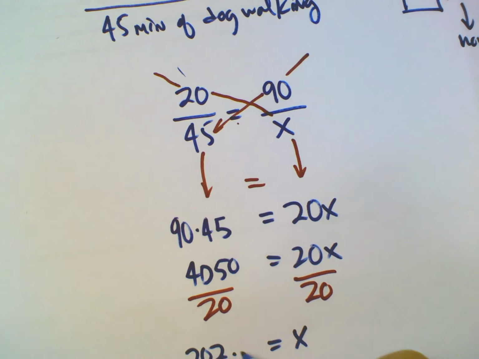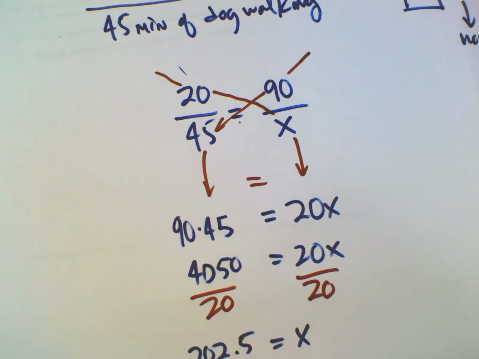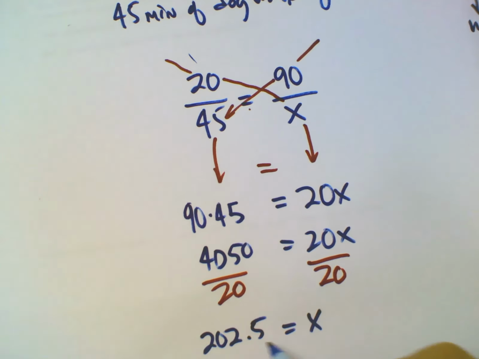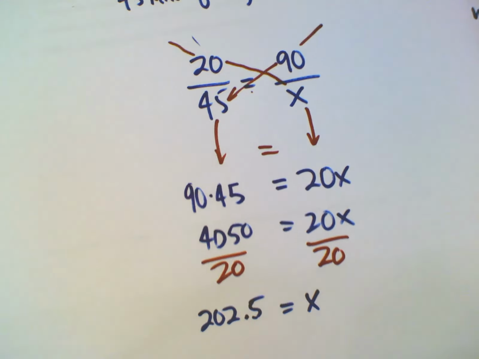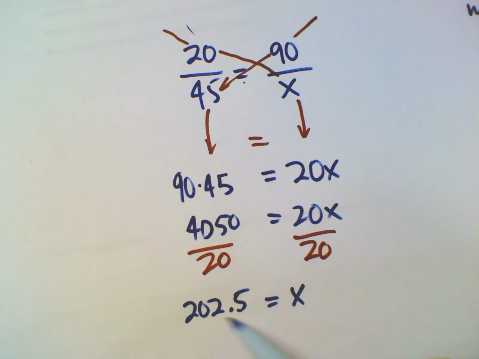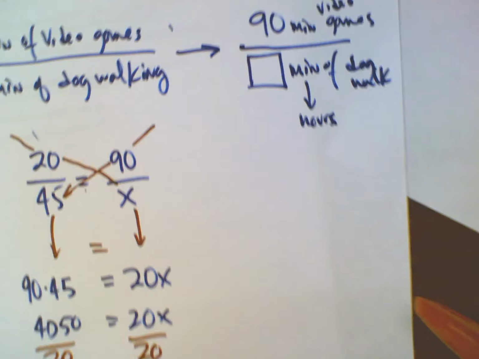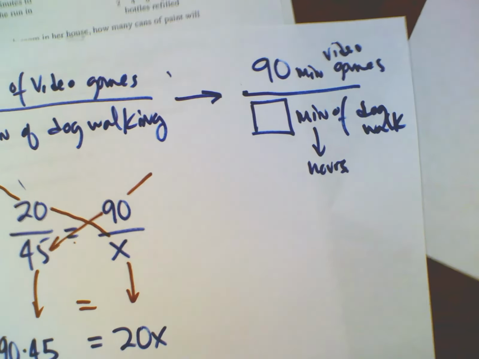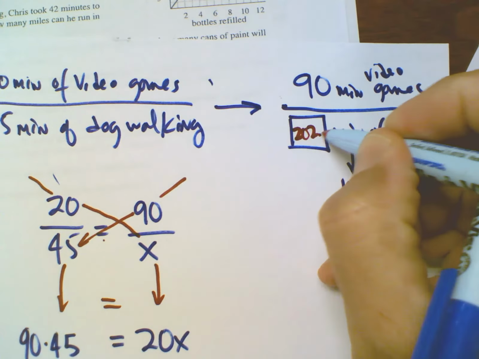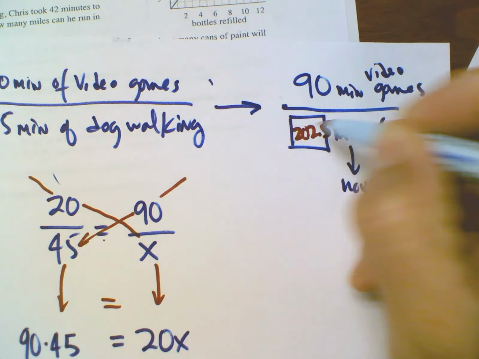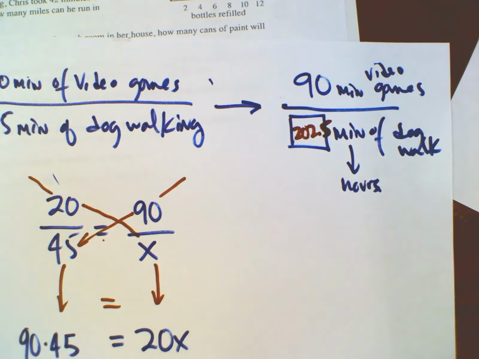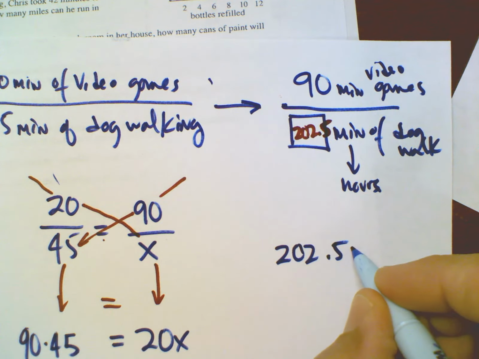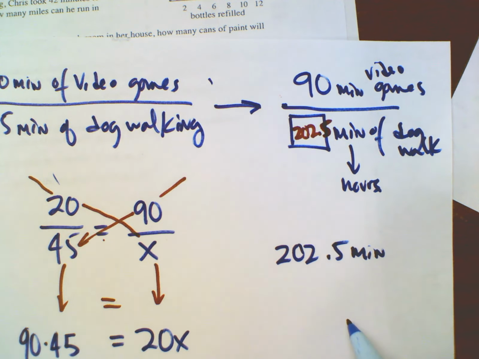It is 202.5, or 202 and a half. You could look at it that way too. So now, what did I just find? I just found my x, which is my missing piece up here. So this is 202.5 or 202 and a half minutes. But the question says how many hours. So if I have 202 and 5/10 minutes, how many hours is that?